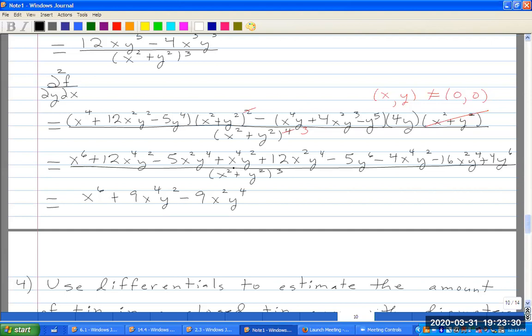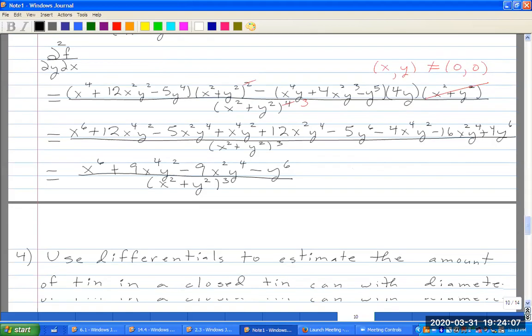Okay, so I already have the x to the 4th y squared, x squared y to the 4th. I don't have a y to the 6th. So minus 5y to the 6th plus 4y to the 6th is minus y to the 6th. I already did x to the 4th y squared, x squared y to the 4th, so that's it. Divided by x squared plus y squared to the power 3.